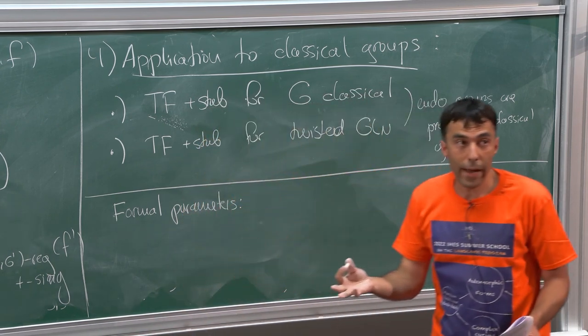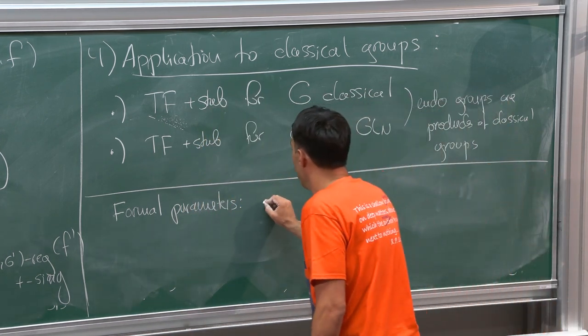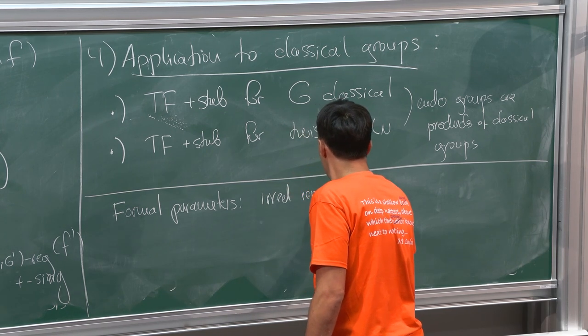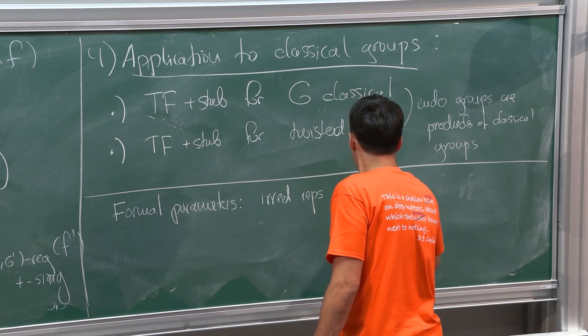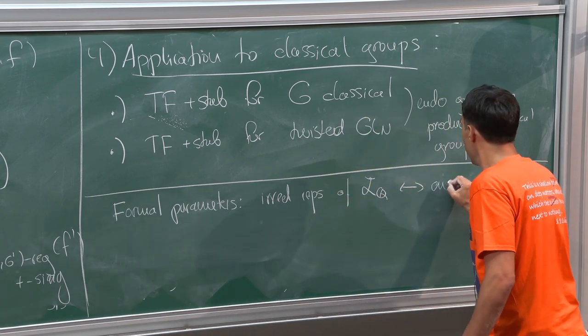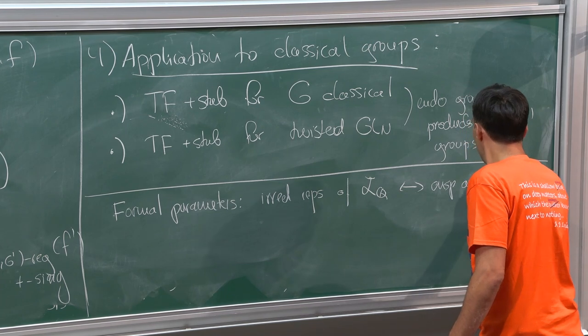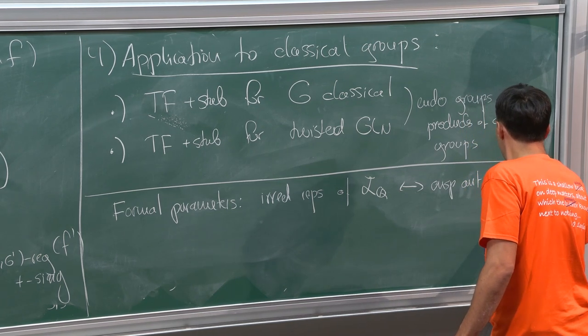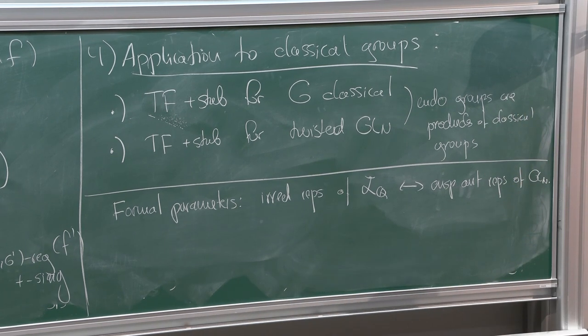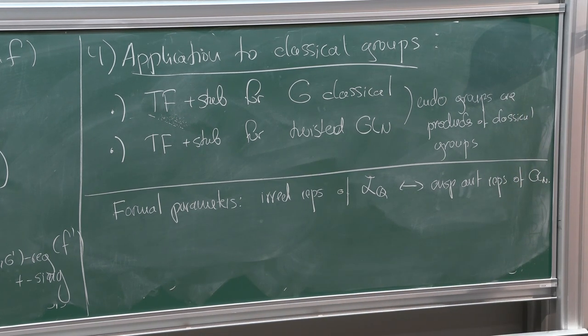What is the idea behind it? The idea is that irreducible representations of this mythical global Langlands group are supposed to correspond to cuspidal automorphic representations of GLN. And so that immediately allows you to formalize Arthur parameters using cuspidal automorphic representations of GLN.